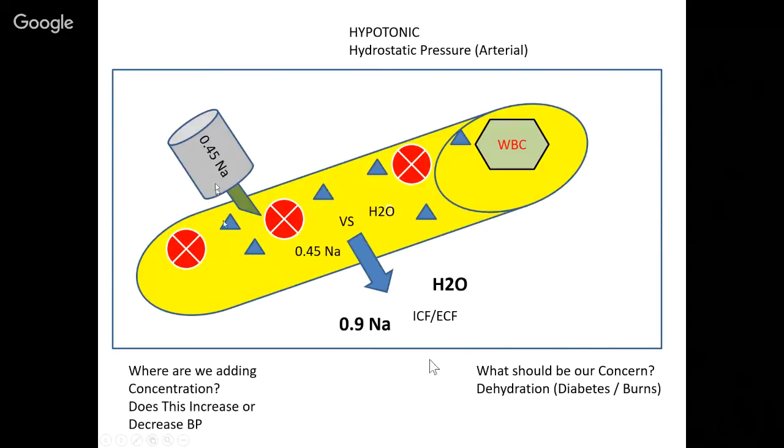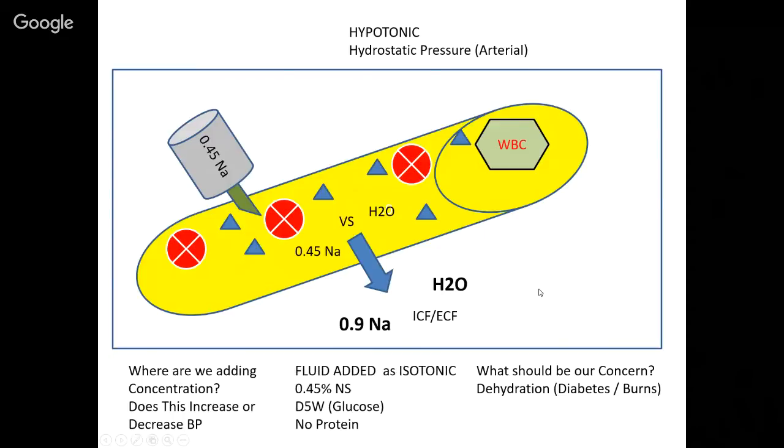Where is the concentration added? Well, technically, we're not adding concentration to the blood vessel. We're lowering the concentration here. So artificially, the concentration is now greater in the ECF or ICF outside the blood vessel, which causes that water to come out, elevating water levels outside the vessel. Does this increase or decrease blood pressure? I just talked a minute ago about how this decreases blood pressure. This is going to lower the blood pressure of this patient.